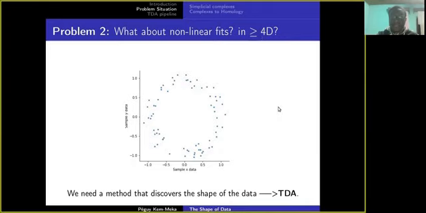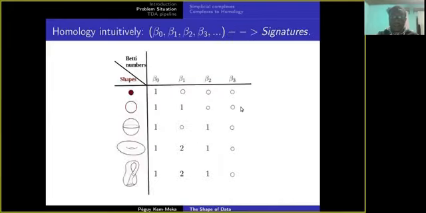Therefore, we need a method that helps us to discover the shape of my data. This is when topological data analysis comes into play. Topological data analysis uses the notion of homology to deduce the shape of the given data. Homology is just an algebraic object that assigns to data a certain number called signature or Betti number, and that gives me information about the shape.